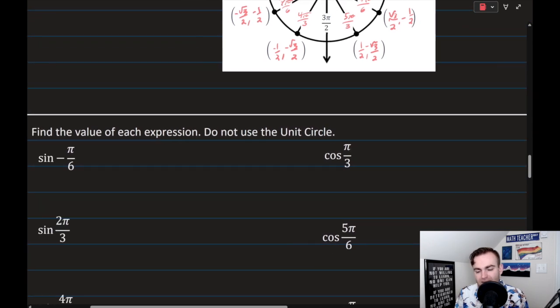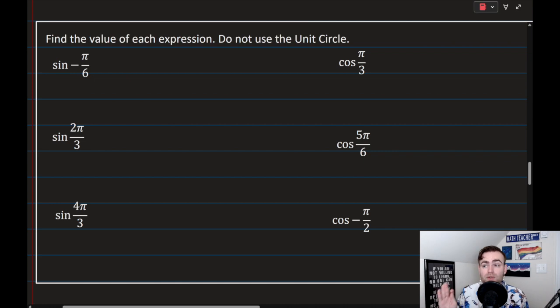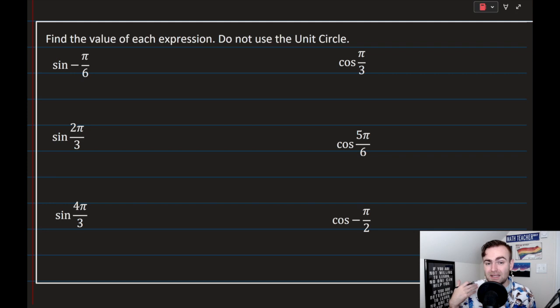So again, let's find some values, but let's not rely on the circle. We don't want to use the circle as a crutch. We want to use it as a tool. So I personally draw the triangles. But again, if you have your method or you've learned a method, use that if you enjoy it, right?